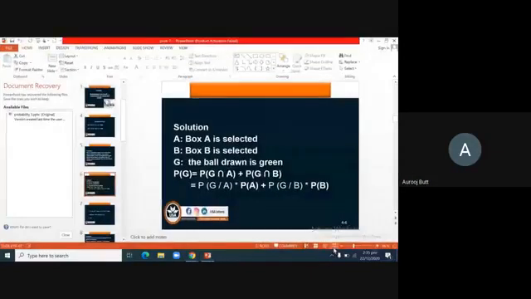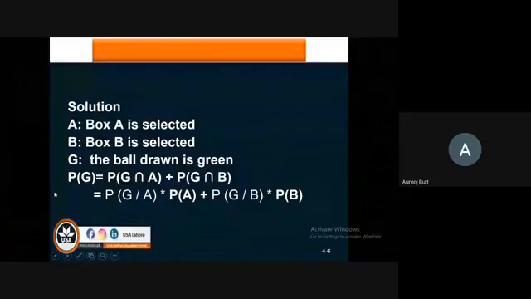Probability of G is equal to what? That is equal to the probability that the ball selected is green and it came from box A, plus the second possibility, that it's green and it came from box B. So according to the multiplication rule, whatever probability we need to find always comes before the given.